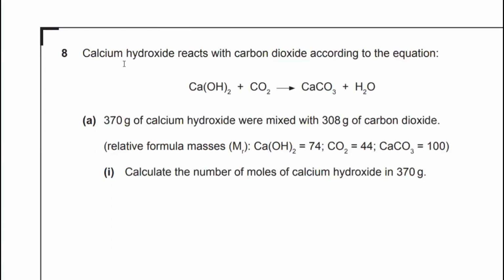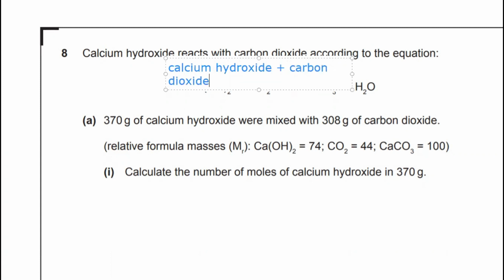So first of all, you can see that calcium hydroxide reacts with carbon dioxide according to the equation. So calcium hydroxide plus carbon dioxide, CO2, gives calcium carbonate, CaCO3, plus water. I tend to look at the equation first of all, read the question, and make sure that I'm happy with what is reacting and what is being formed. I know what each of those are.